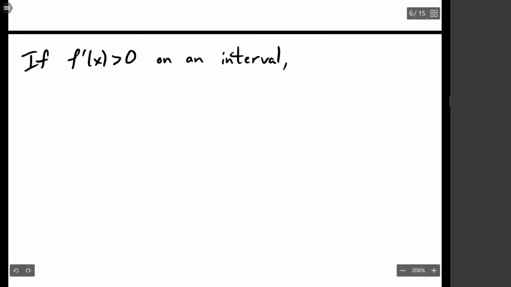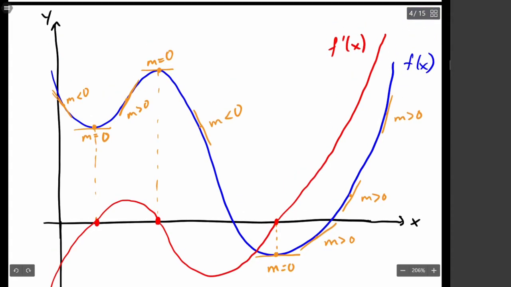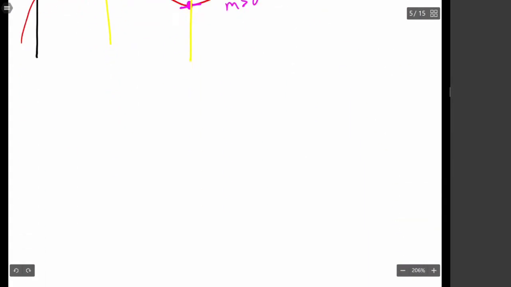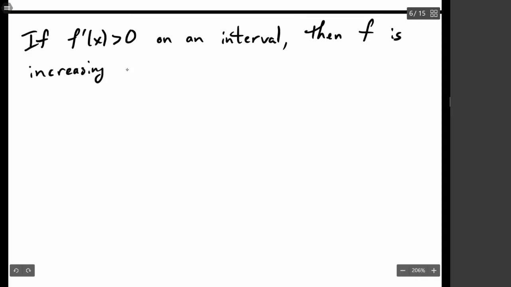If the function has positive slope, so that's, say, let's go back to this drawing. That's, say, this part right here, or this part over here. The function is moving upward, and if the function is moving upward, this is what we call an increasing function. So if f prime is greater than 0 on an interval, then f is increasing on that interval. Right? Hopefully that makes sense there.